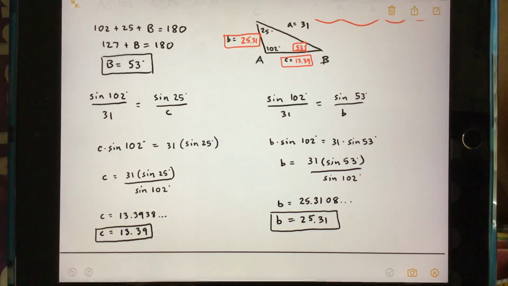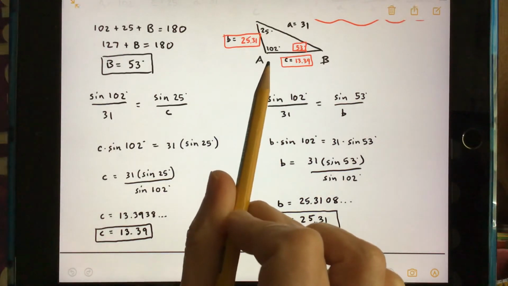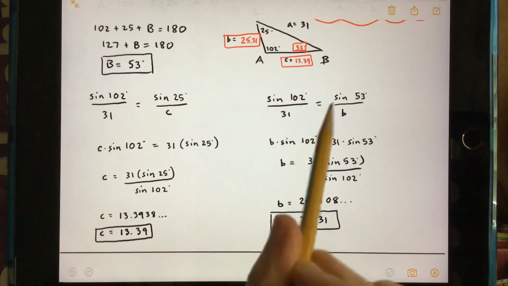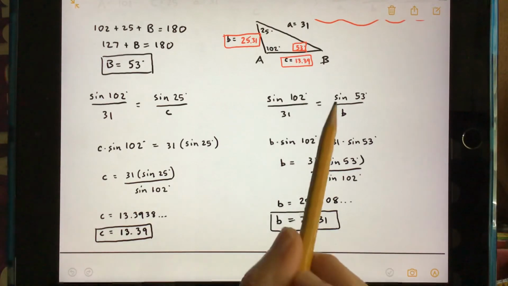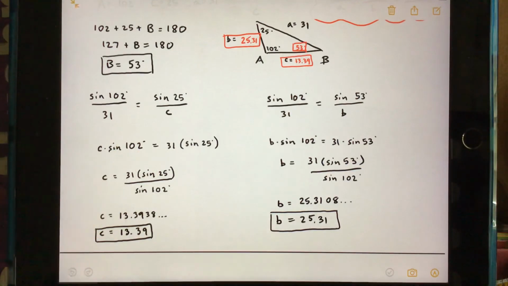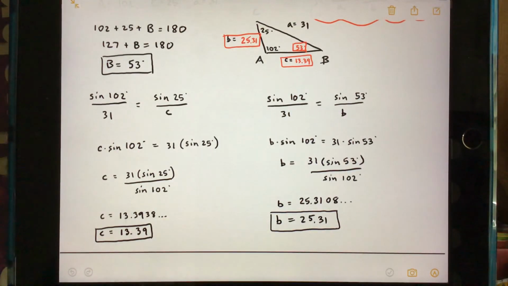I'm going to use my sine law again to figure out my last unknown measurement, which will be the length of B. I'm going to go back to my original sine of A over A, so that's sine of 102 degrees over 31. There's my sine of A over A. And I'm going to make that equal to sine of B over B. I figured out that angle B is 53 degrees, so there's my sine of B, sine of 53 degrees over B, what I'm trying to figure out. That's going to be the answer to that side of the triangle that I'm looking for.